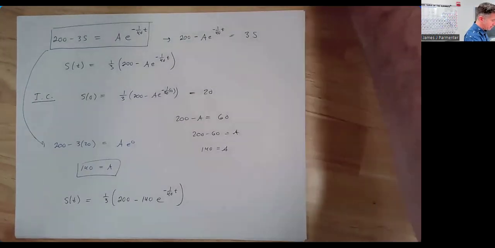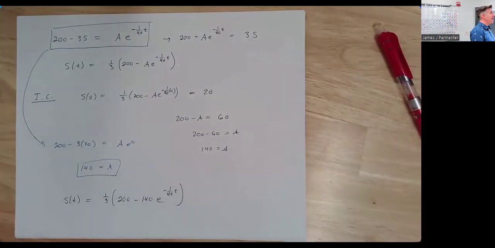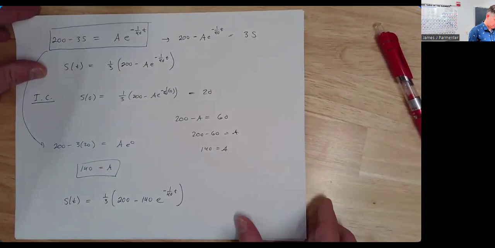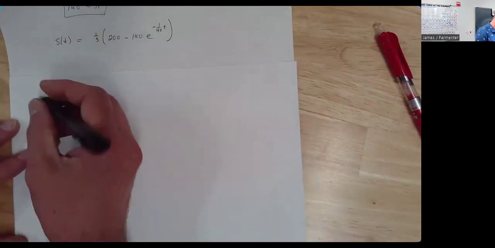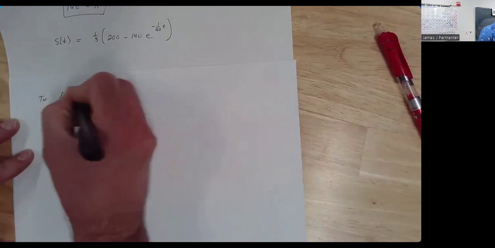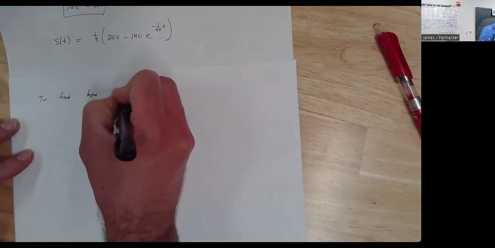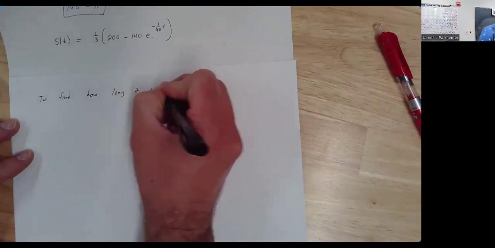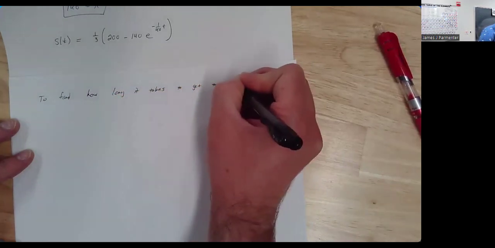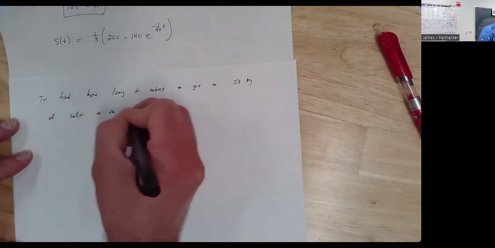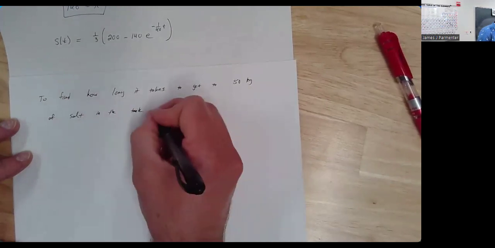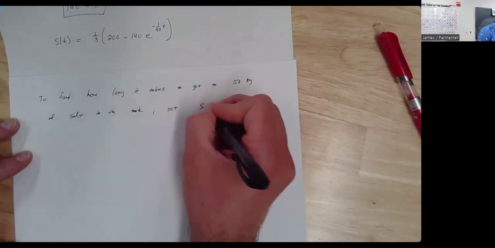And then finally, to answer the question that was asked, which is how long until there are 50 kilograms of salt in the tank? If I can move this piece of paper at all. So to find how long it takes to get to 50 kilograms of salt in the tank, we're going to set S equal to 50.